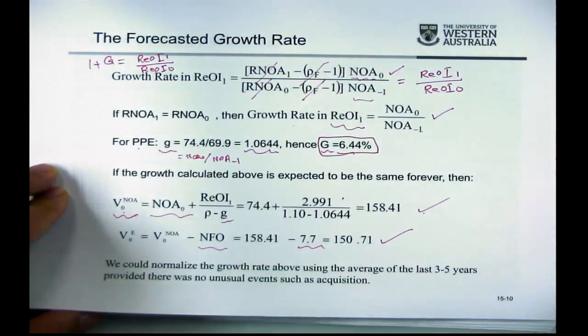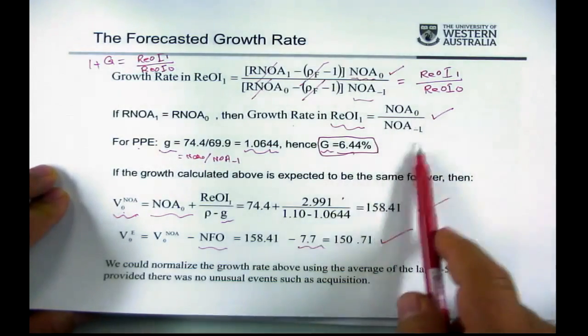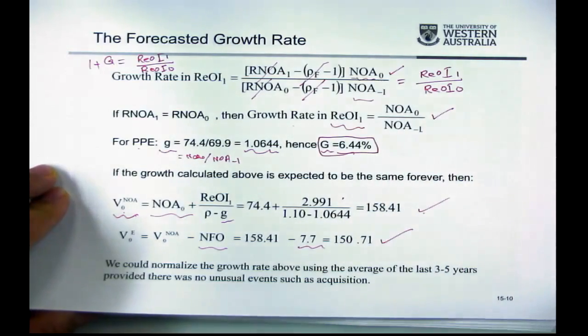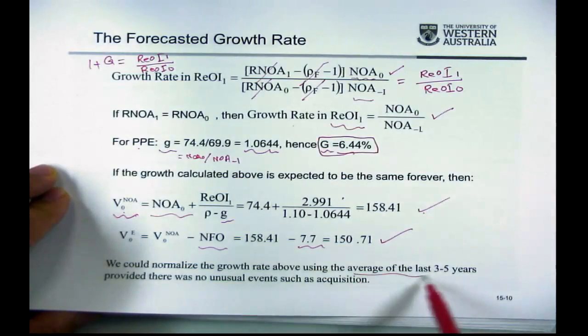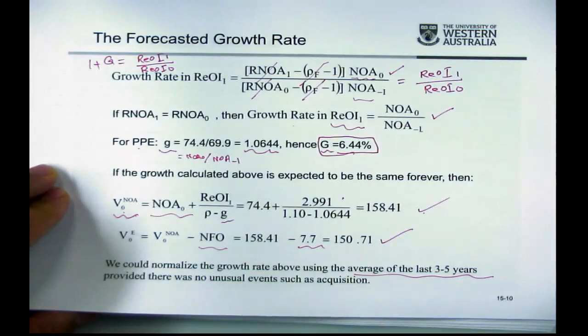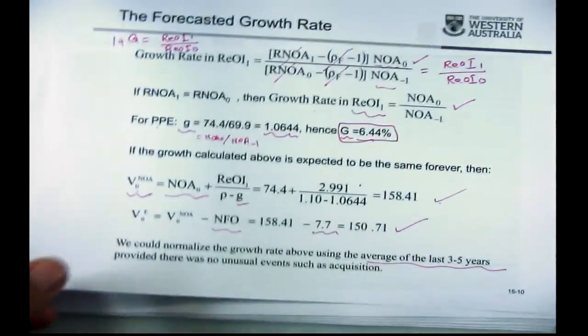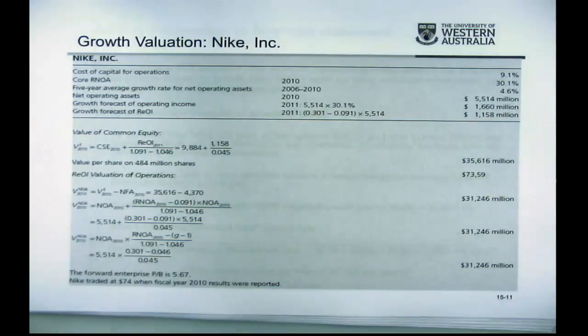Alternatively, if you believe the growth rate in the net operating assets from last year to current year is not a normal or a good proxy of the growth rate, we can take the average of the last 3 to 5 years. Because maybe something unusual happened from last year to this year, so you can always normalize the growth rate by taking the average growth rate over the past 3 to 5 years, okay?